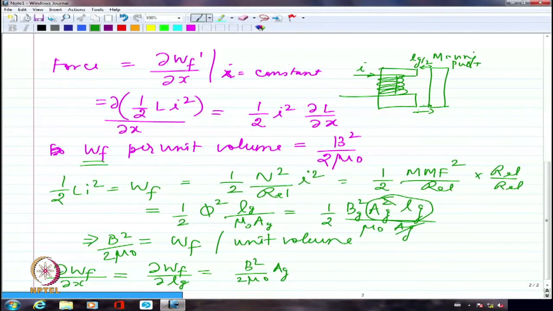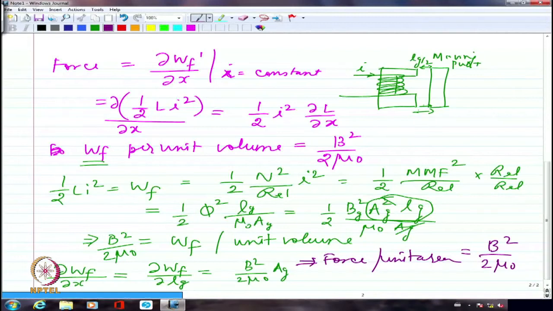In which case I can say force per unit area will be B square by 2 mu naught, because area is AG. If I calculate the force per unit area, we said first that energy stored per unit volume in the form of field energy is also B square by 2 mu naught. And if I calculate the force per unit area as visualized by the areas exposed to the air gap, I will again get B square by 2 mu naught.